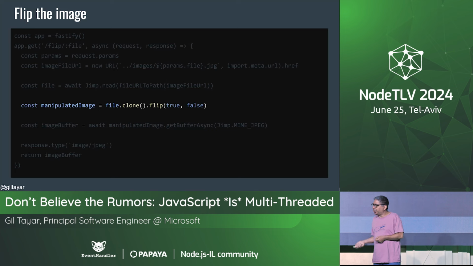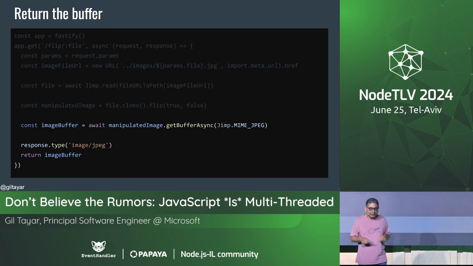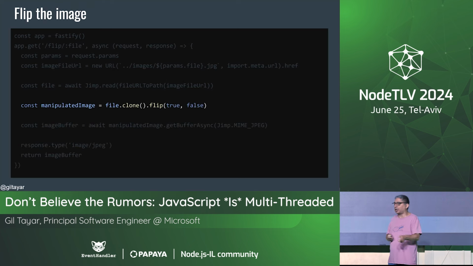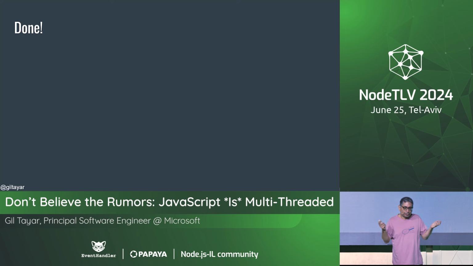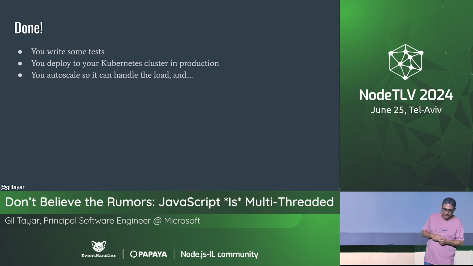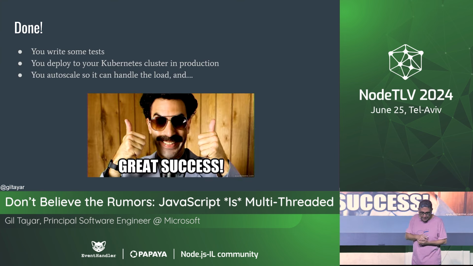So we use GIMP to read the file, and this is the manipulation, and this is the important part. I clone the file and then flip. And then I get the buffer. This is async. It's not really async. There's an await there, but I looked at the code. It's totally synchronous. And this code is also synchronous. And we get the buffer and return it to Fastify, which returns it to the client code. Done. Write some tests. Deploy to Kubernetes in production, auto-scale it to handle the load. Auto-scaling is very easy in Kubernetes, and great success, you're done, you go home.